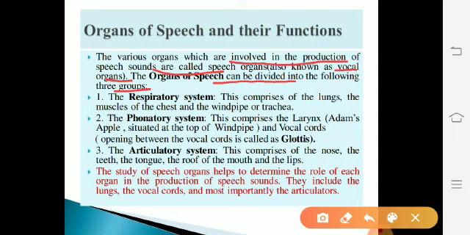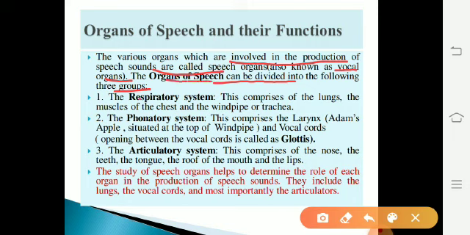Lungs are necessary for breathing. The vocal cords shut tightly, thus restricting food from entering the windpipe. The tongue is used for differentiating tastes. The teeth are used for chewing food. This is the primary function. And the other function is that organs of speech are involved in the production of speech sounds. So the organs of speech can be divided into the following three groups.